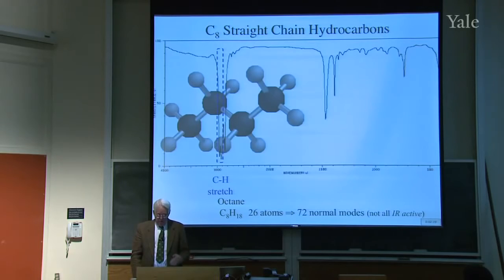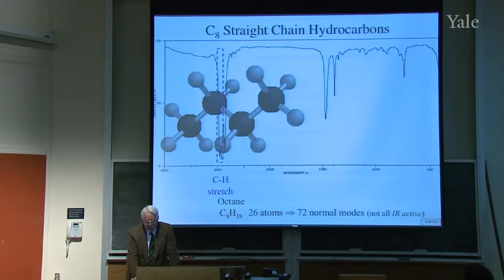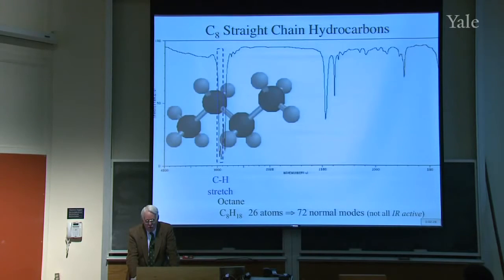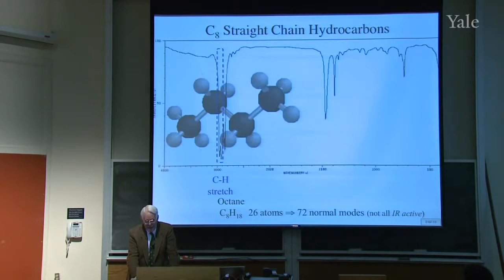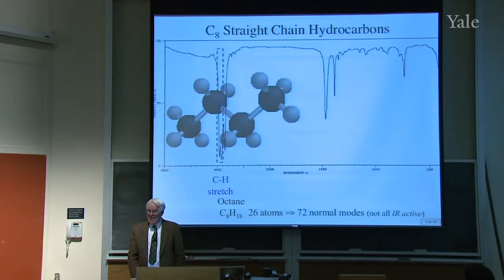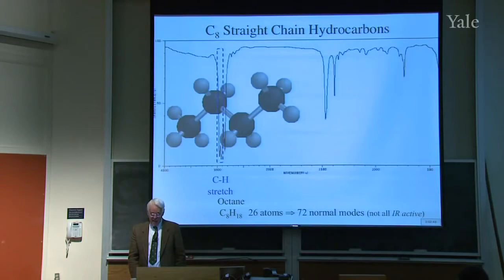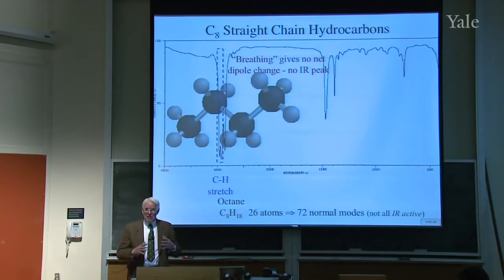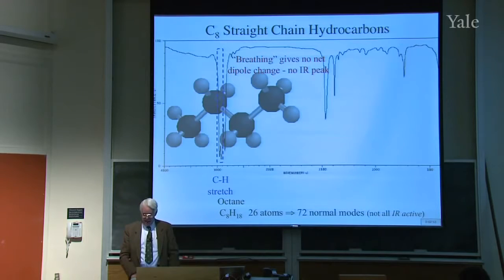Now, there are a lot of others that we won't go into. One of them is this. Look at this now. What's happening now? Again, we're stretching CH bonds. How strongly is this going to interact with light? Notice for every H that goes one way, there's another H that goes exactly the opposite way. So those cancel out, and there's no interaction with light. So that sort of breathing, where they're all going out and in at the same time, doesn't interact. You don't see that in the IR.